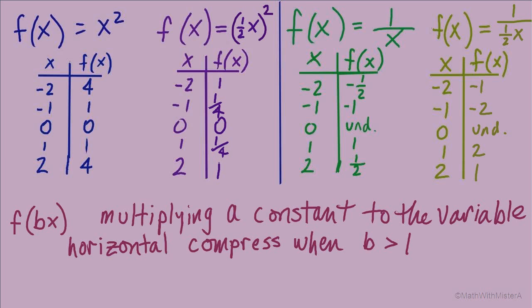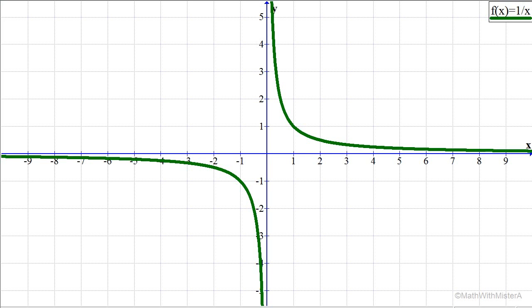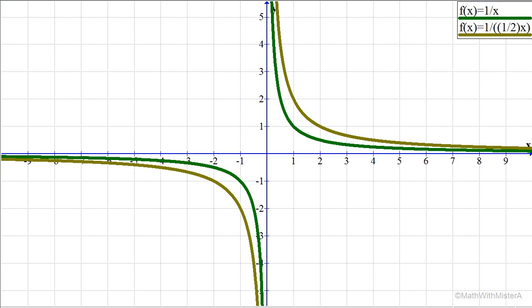Let's take a look at the graph. Here's our base function 1 over x and 1 over 1/2 x. We're stretching it out horizontally away from the y-axis. The right is being stretched more to the right. The left is being stretched more to the left. And it's being stretched by a factor of 2, the reciprocal of this constant.